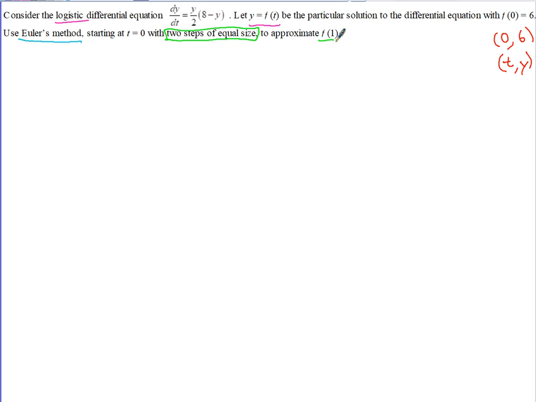So again, to get our step size, in this case, though, it's going to be delta t. We'll take the difference of where we're trying to approximate, 1, minus where we're starting at, 0, divided by the number of steps, which is 2. In this case, our step size is just 1/2. So now we can start with a point which is 0, 0.6.